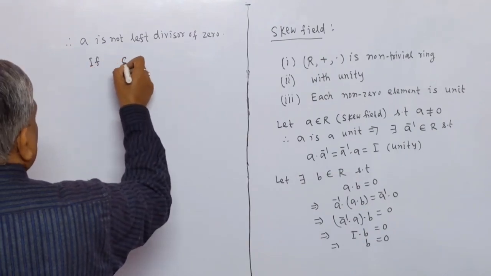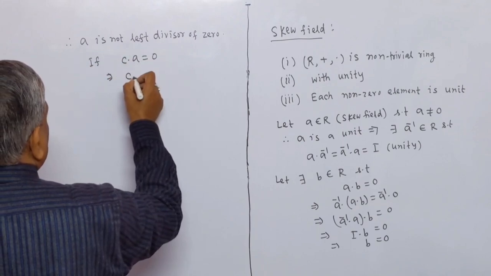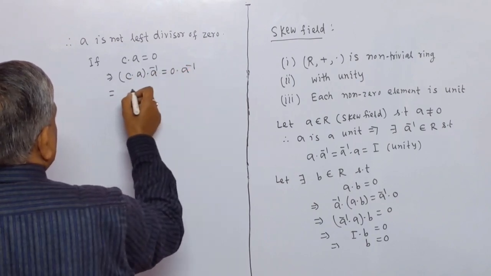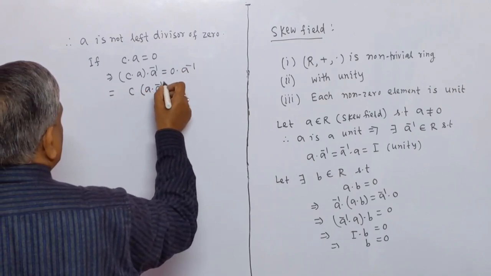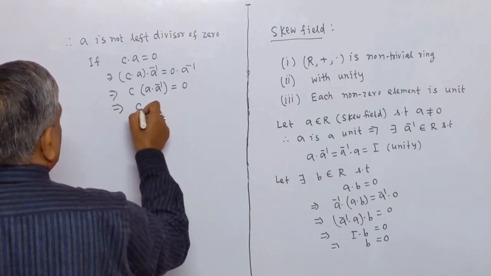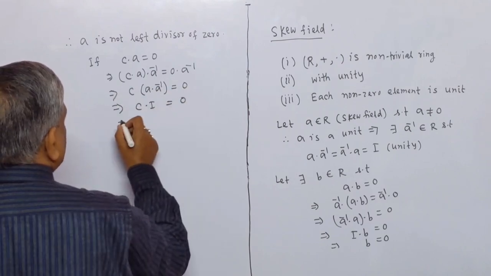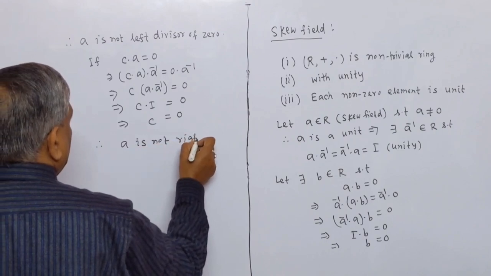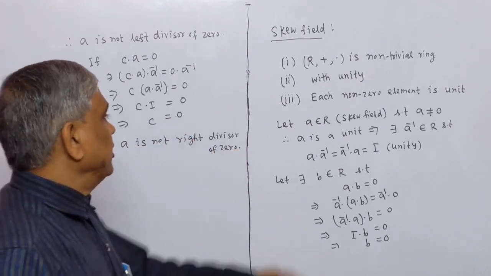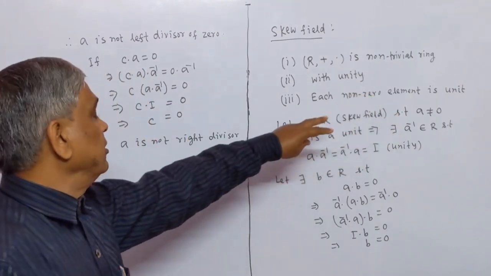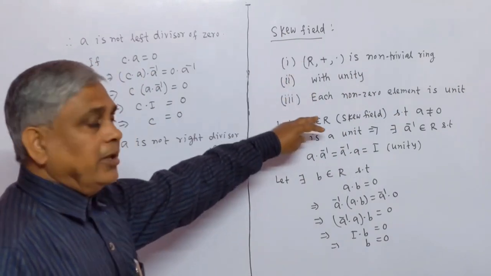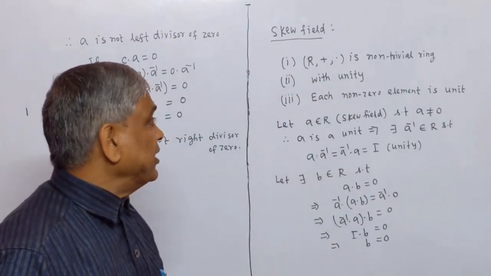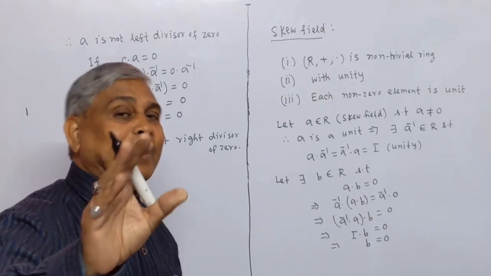If CA equal to 0 implies that CA multiply A inverse equal to 0 multiply A inverse, since associative, so C multiply A inverse A equal to 0 implies that C multiply unity element equal to 0 implies that C equal to 0. Therefore, A is not right divisor of 0. Hence, each non-zero element is a unit implies that this skew field contains no divisor of 0. Since we have not here commutative property, otherwise it would be an integral domain.